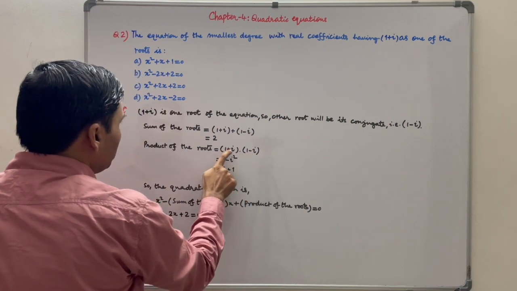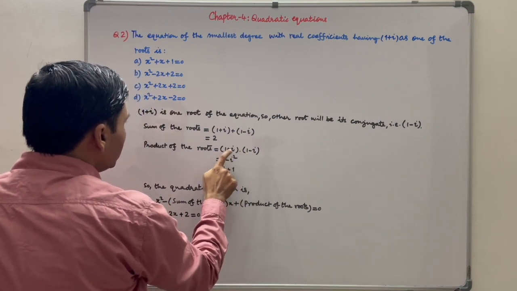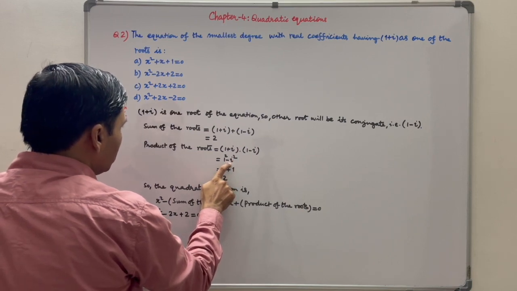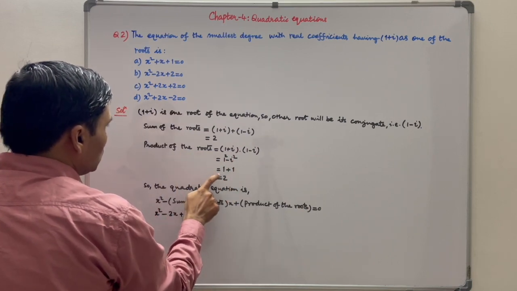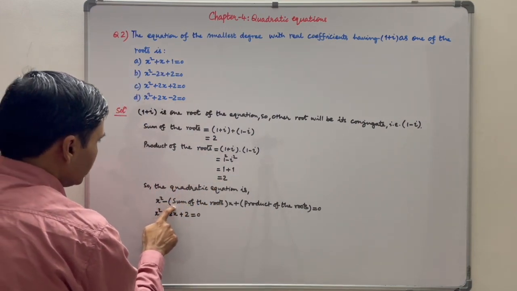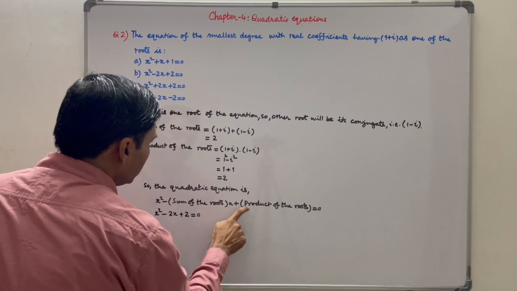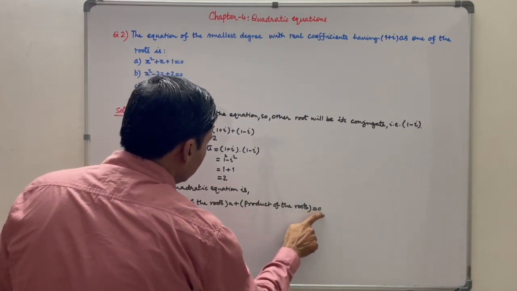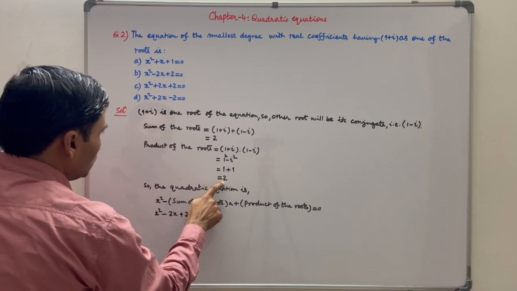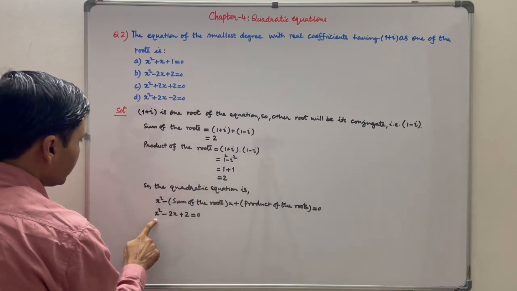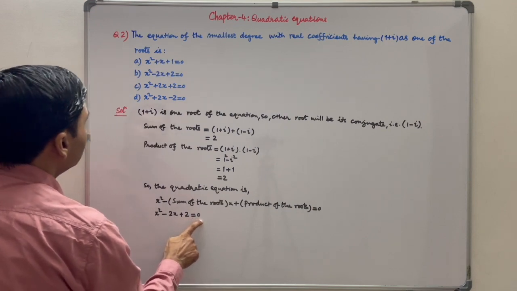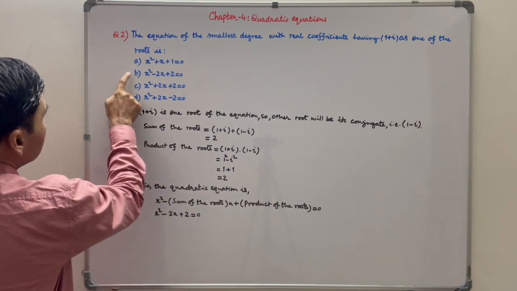Product of the roots is (1 plus i) into (1 minus i). This is in the form (a plus b) into (a minus b). So it is a square minus b square. Value of i square is minus 1. So the product of roots is 2. So the quadratic equation will be x square minus sum of the roots into x plus product of the roots is equal to 0. Sum of the roots is 2 and product of the roots is 2. So the quadratic equation is x square minus 2x plus 2 is equal to 0. So the correct option is option B.